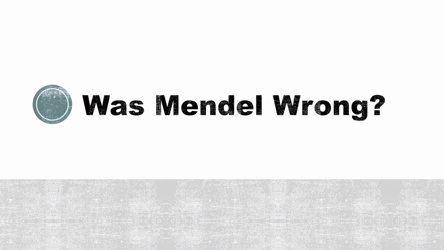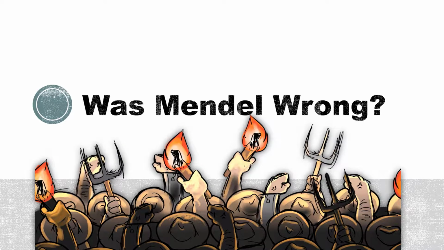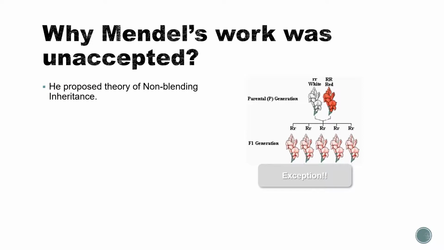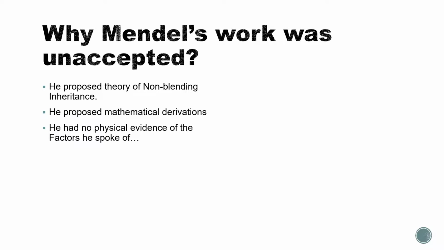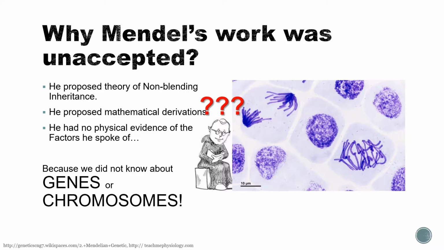Now, the burning question in our minds: was Mendel wrong? Before you get the pitchforks out, let's discuss why he didn't get any response at the time. He proposed a theory of non-blending inheritance, which from this video itself we have seen there are many exceptions of. For example, the incomplete dominance of the Snapdragon flowers. He proposed a mathematical model which was frowned upon by the biologists at the time. And the main problem was that he could not provide any physical evidence of the factors he spoke of, because we did not know of genes and chromosomes at the time.